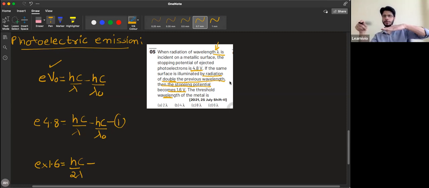So if you have a copper plate, its threshold wavelength, threshold frequency, and work function are the same. They will not change. You can keep on changing the wavelength of light. See, earlier you incident a wave of 5,000 angstrom, then you incident a wave of 6,000, then a wave of 7,000. You are changing the wavelength of the wave, but the stopping potential will not.